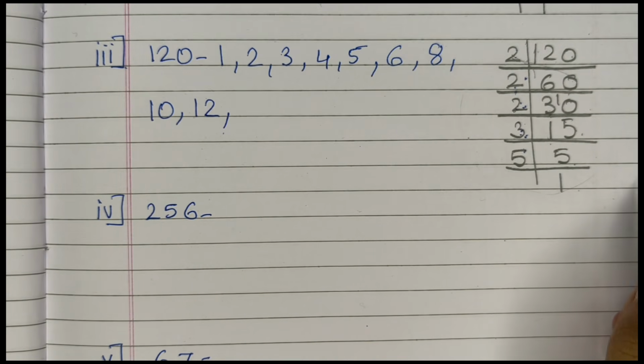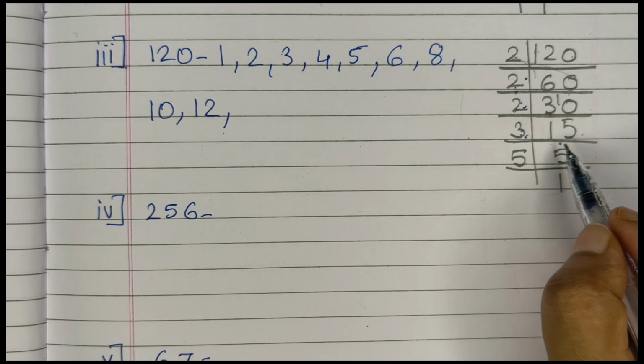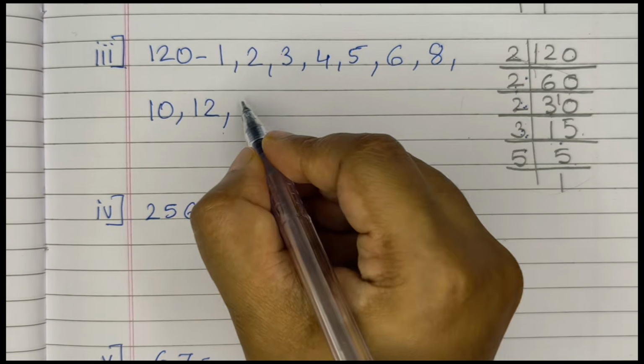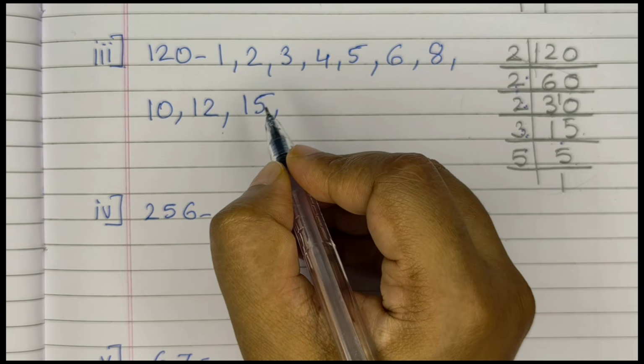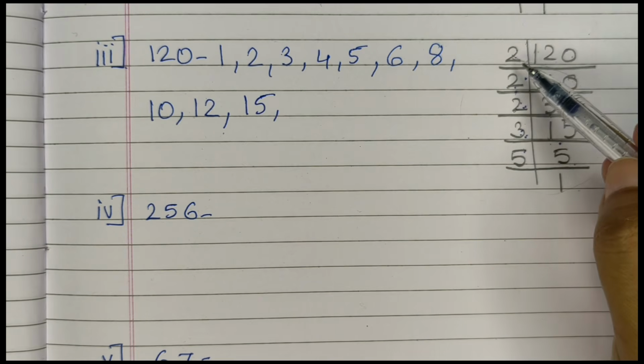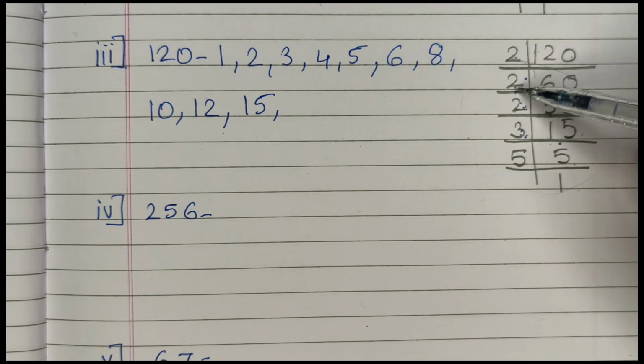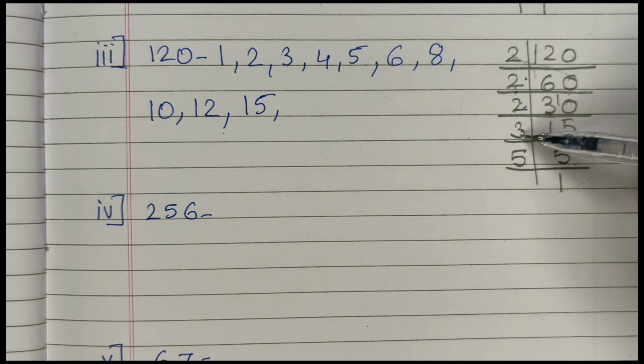13 is not going. 14 is not going. 15 we have here. See here, we have 15, right? So that means 15 is going. So we can write 15 here. Understood? Next, after 15, you can also multiply and check this. 2 2s are 4, 4 2s are 8, 8 3s are 24. That means even 24 is going.